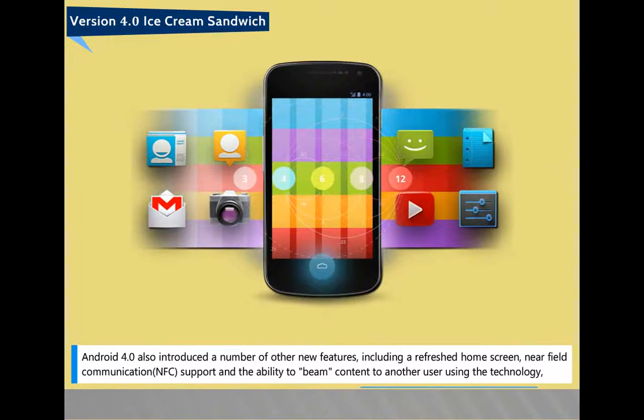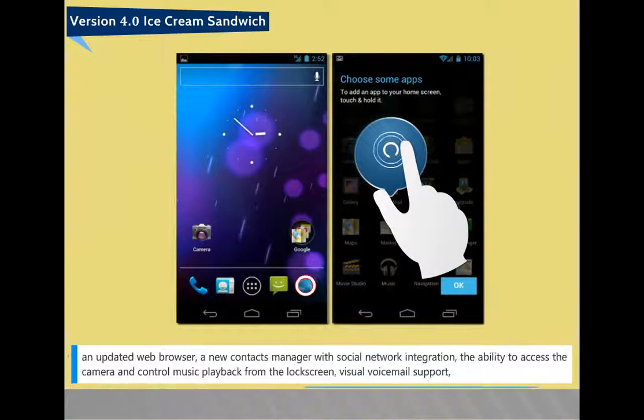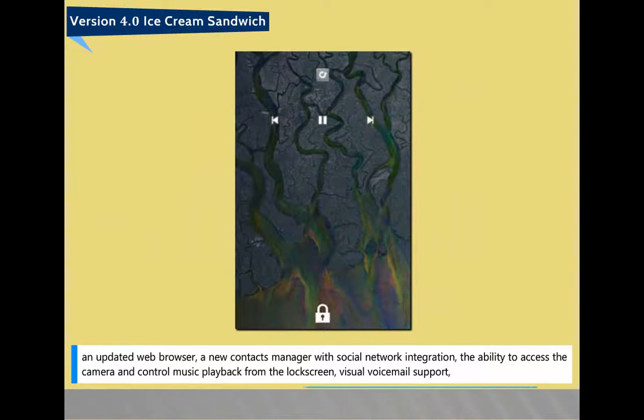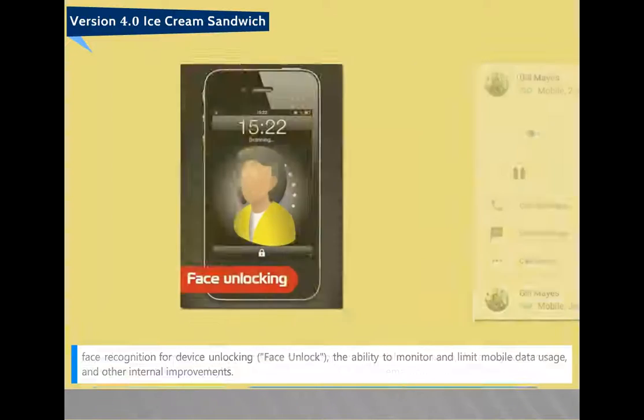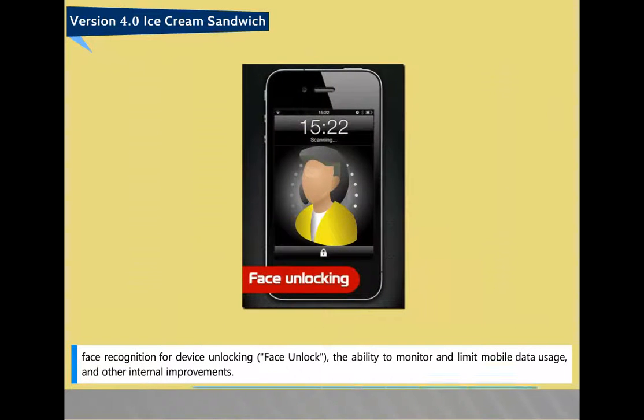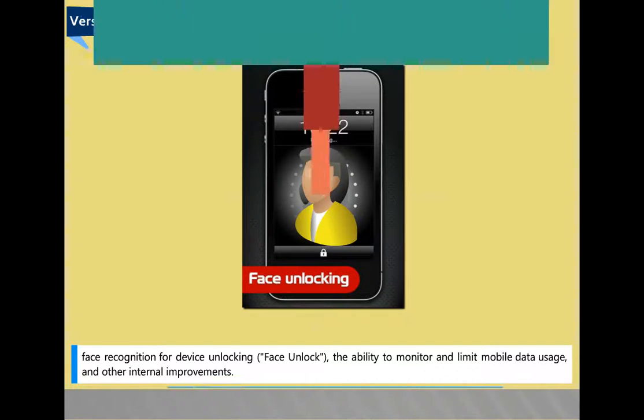Android 4.0 also introduced a number of other new features, including a refreshed home screen, near-field communication, that is NFC support, and the ability to beam content to another user using the technology, an updated web browser, a new contacts manager with social network integration, the ability to access the camera and control music playback from the lock screen, visual voicemail support, face recognition for device unlocking, that is, face unlock, the ability to monitor and limit mobile data usage, and other internal improvements.